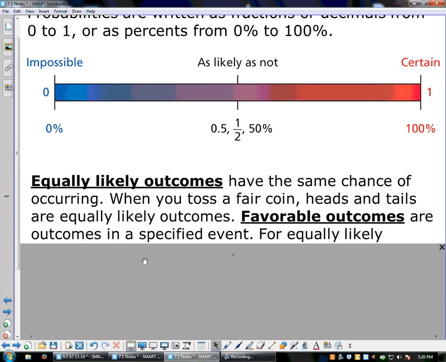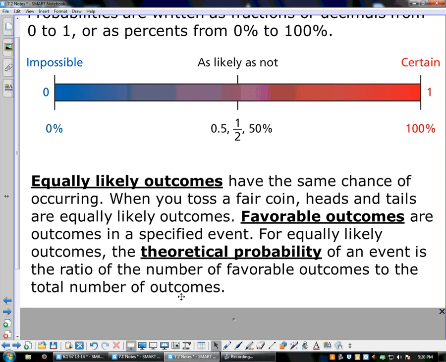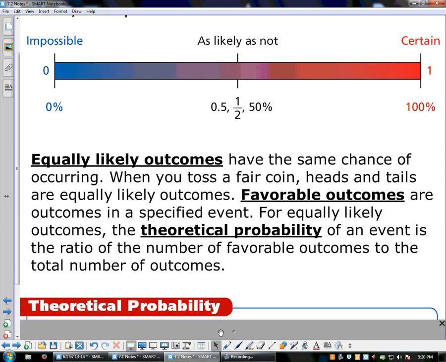So equally likely outcomes have the same chance of occurring. So when you toss a fair coin, heads and tails are equally likely outcomes. Favorable outcomes are outcomes in a specified event. For equally likely outcomes, the theoretical probability of an event is the ratio of the number of favorable outcomes to the number of total outcomes.